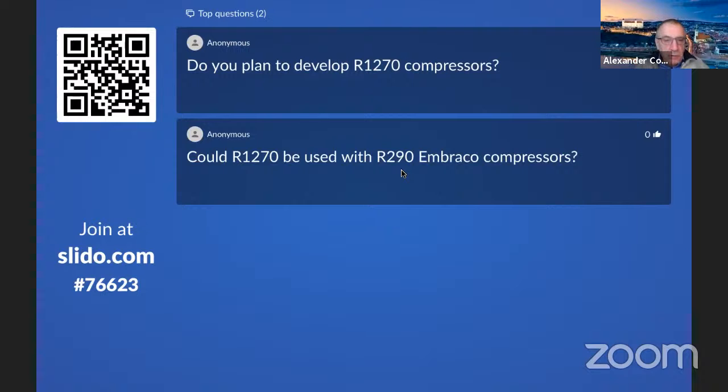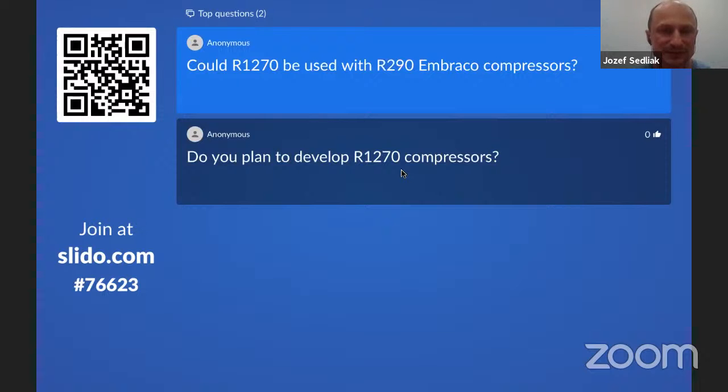The next question is, could R1270 be used with 290 Embraco compressors? Actually, as I mentioned in the presentation, propylene has higher pressures than propane, so the motor needs to be optimized for these higher loads. So actually not. It must be checked because the overload can trip, and the motor temperature might be higher than the specification in the standard, in the IEC standard.